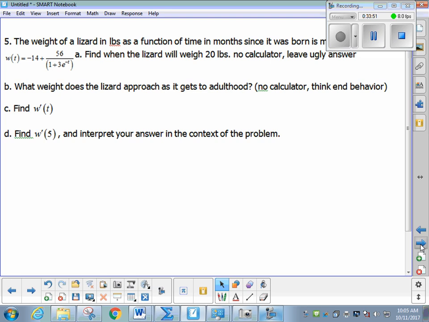This would be an AP style problem in multiple parts. It's no calculator up to part D. On D, you can use a calculator, but all the others, no calculator. And please take it to heart when I say leave your answer ugly. I'm not wasting any time simplifying your answer.